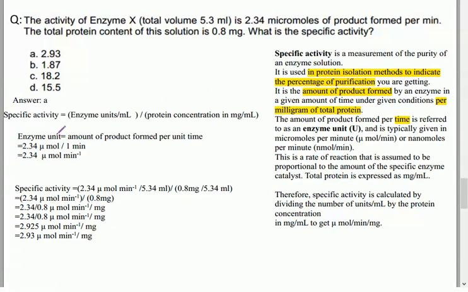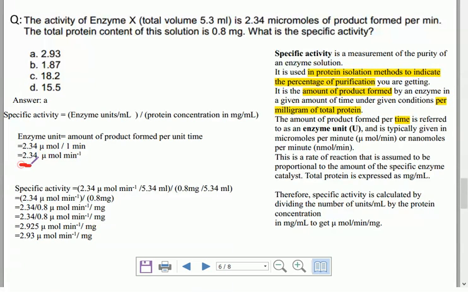So enzyme unit equals amount of product formed per unit time. So amount of product formed is 2.34 micromoles of product formed per minute. इतना product per minute बना. So we will write 2.34 micromoles per 1 minute or per minute. So this is our enzyme unit per 5.3 ml.